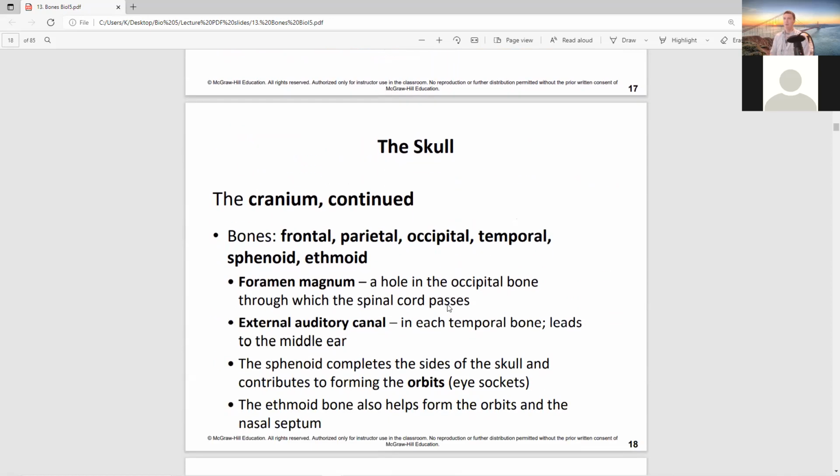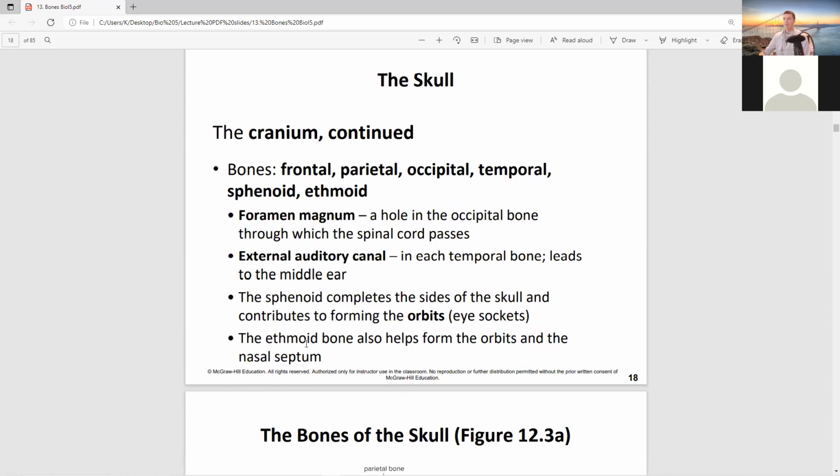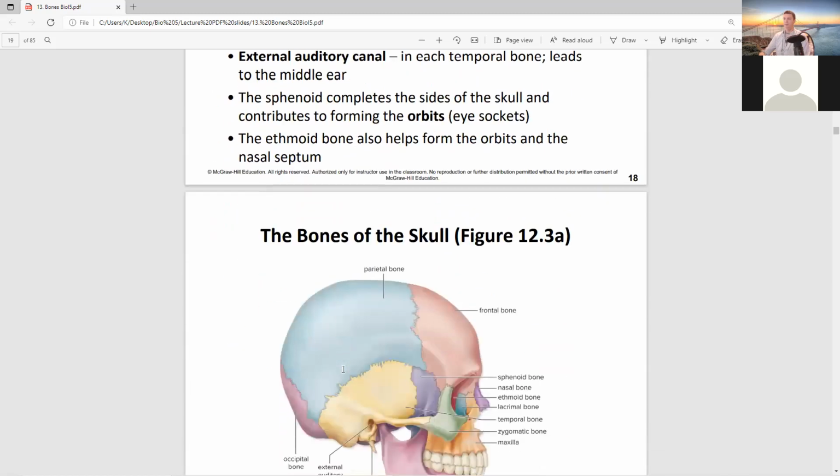The cranial bones are frontal, parietal, occipital, temporal, sphenoid, and ethmoid. The foramen magnum is a hole in the occipital bone through which the spinal cord passes. There's the external auditory canal in each temporal bone, which leads to the middle ear. The sphenoid completes the sides of the skull and contributes to forming the orbits, or the eye sockets. The ethmoid bone also helps form the orbits and the nasal septum.